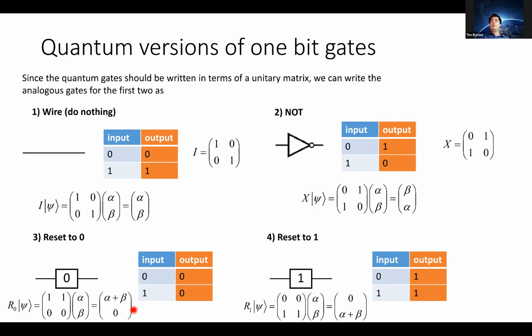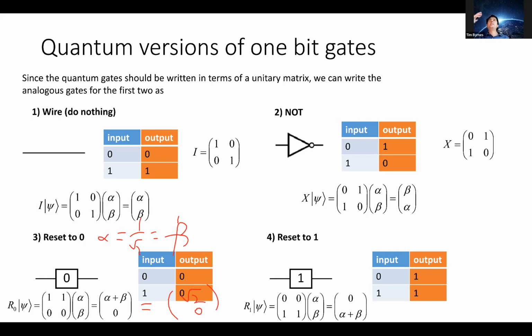So remember, the quantum state should always be normalized, right? And so let's just look at an example. Suppose alpha equals 1/√2, which equals beta, right? Then in that case, this thing would be equal to √2, 0, right? So firstly, that's not normalized. And then you might think, oh, okay, now I need to normalize it.